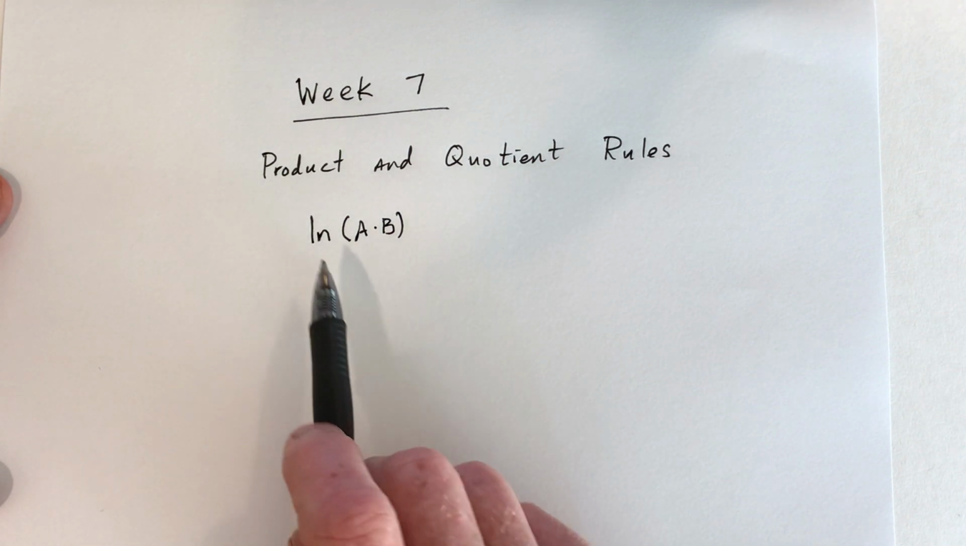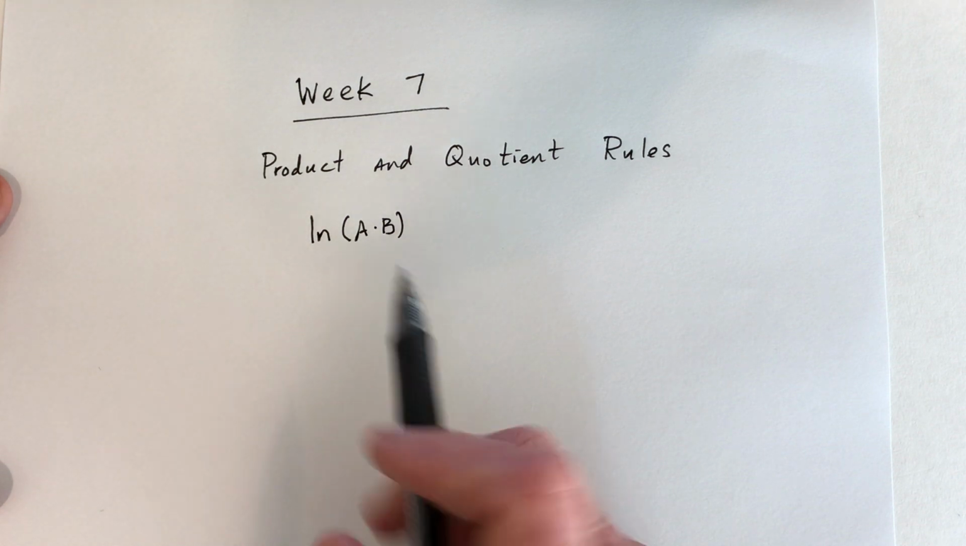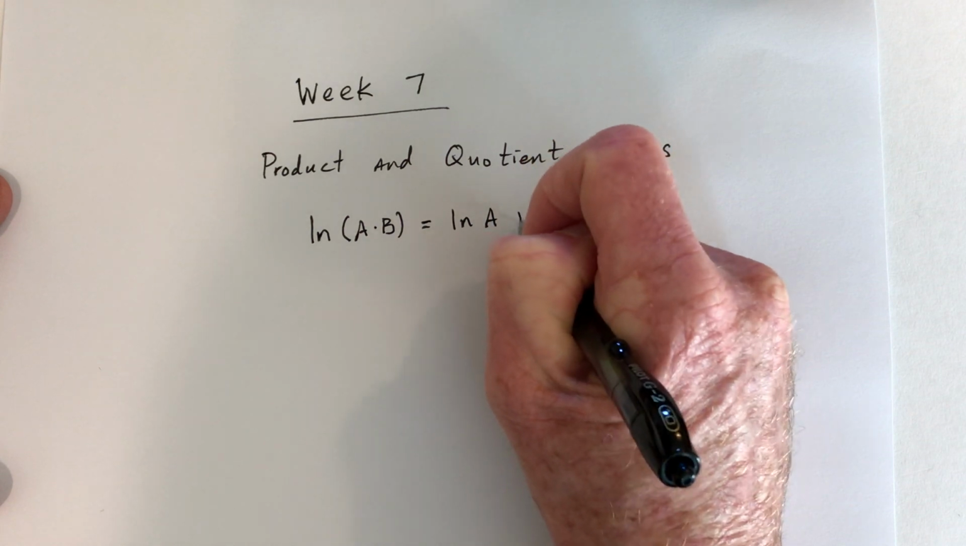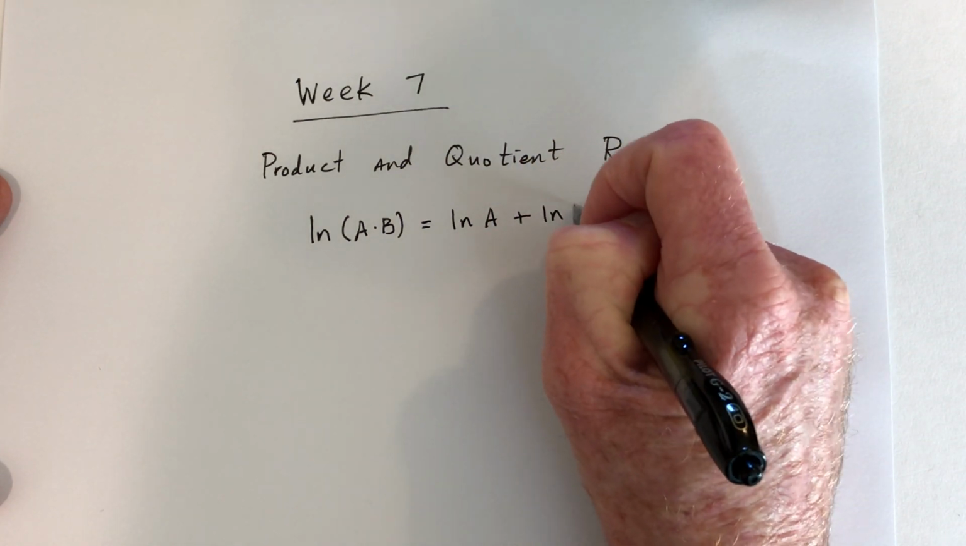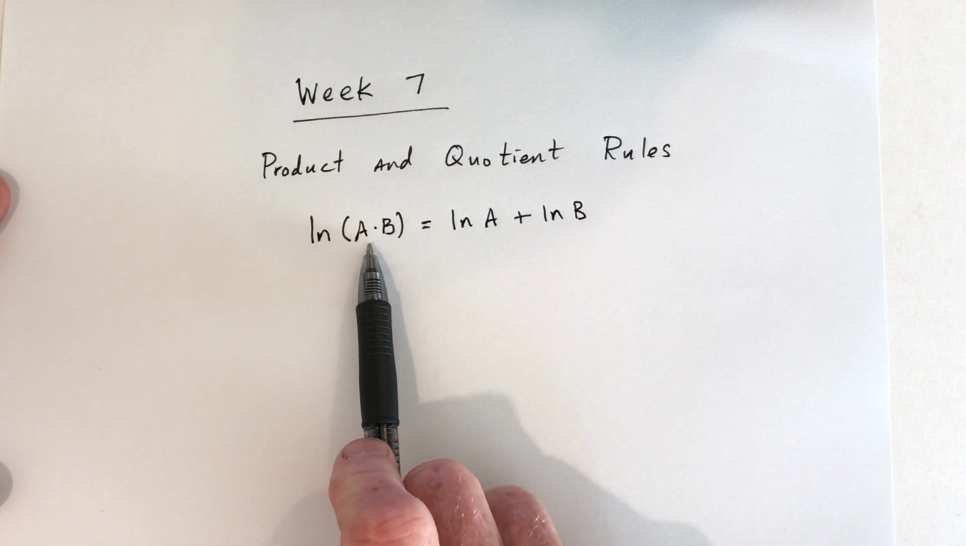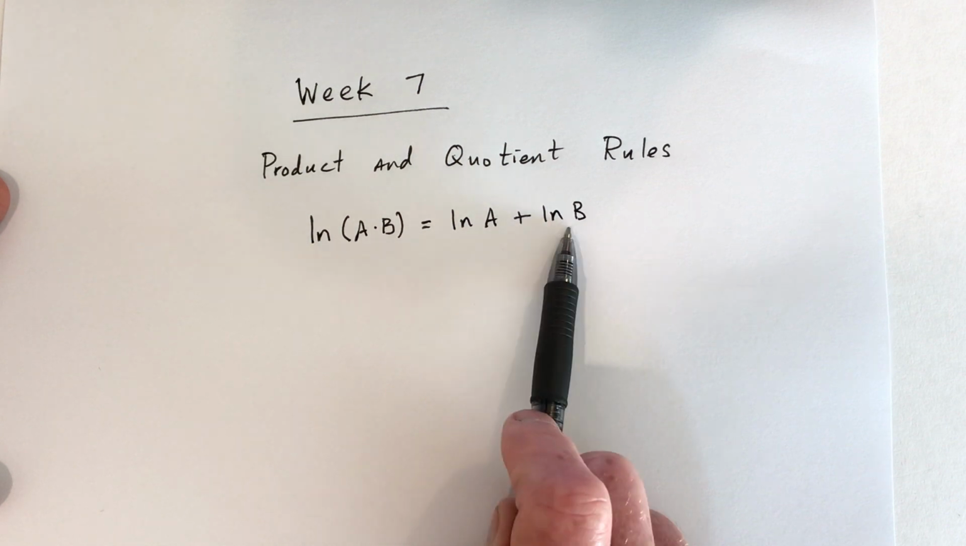The first one is if you have a logarithm of a times b, then you can separate that into two logarithms and then you just add them together. So when we go to do derivatives, basically if you have a more complicated problem like this, you can actually break it up into two easy problems like this.